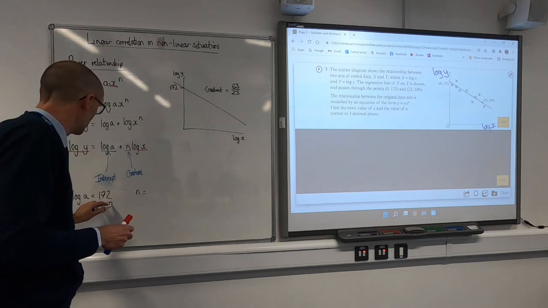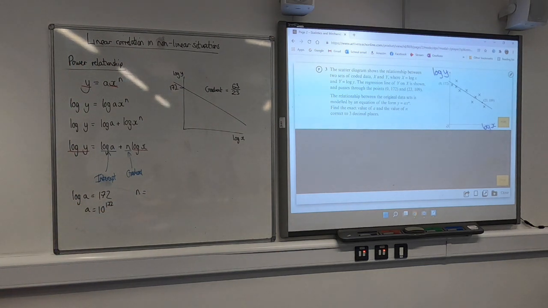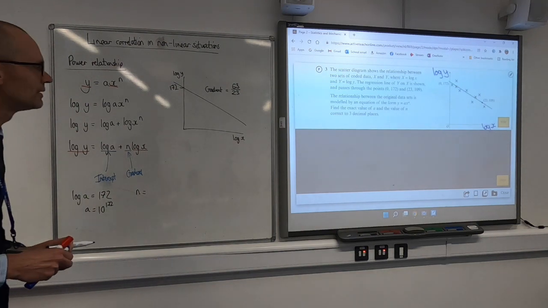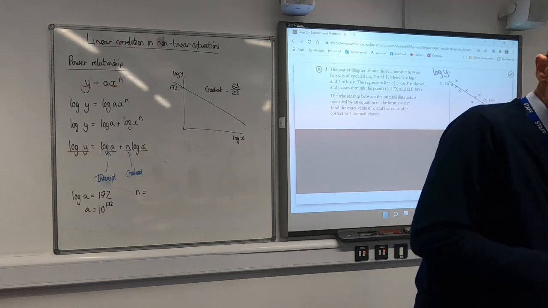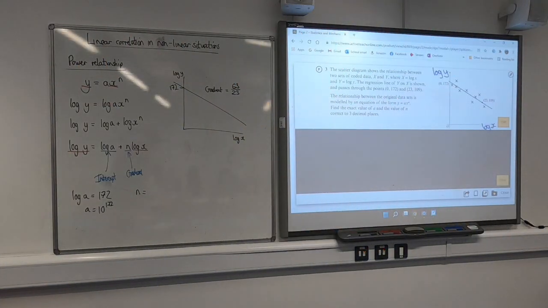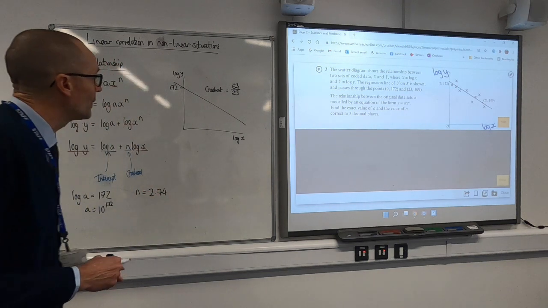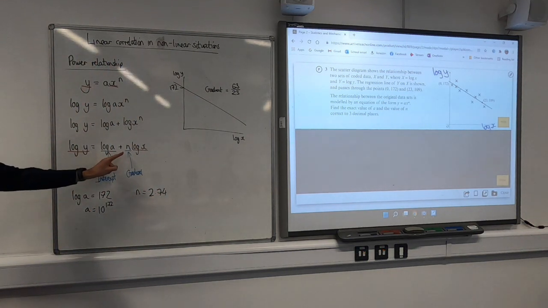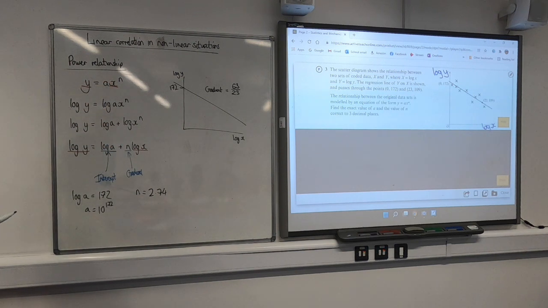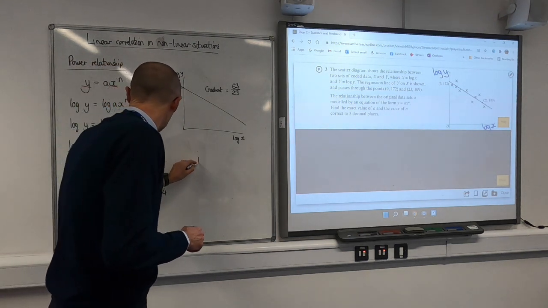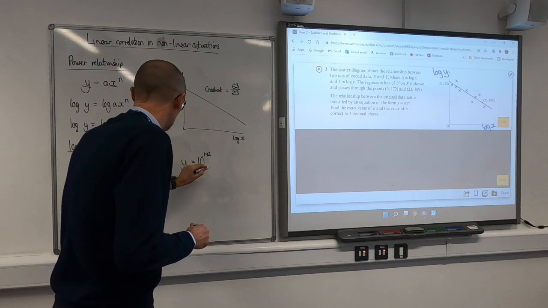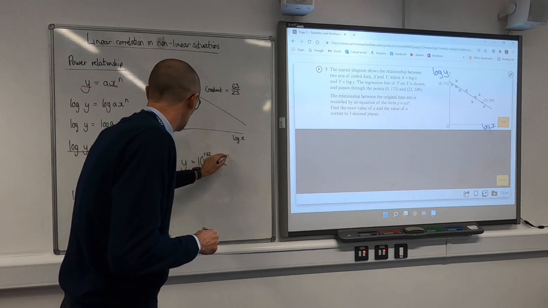So forgive me for not working out 10 to the power of 172. I haven't got enough time to write all the zeros. But it's a big number. And 90.63 over 23 isn't a very nice number either, so I'm going to do 3 sig figs for that, so that's 2.74. So in this case, the gradient is n, which is the power. So y is equal to 10 to the power of 172 times x to the power of 2.74.